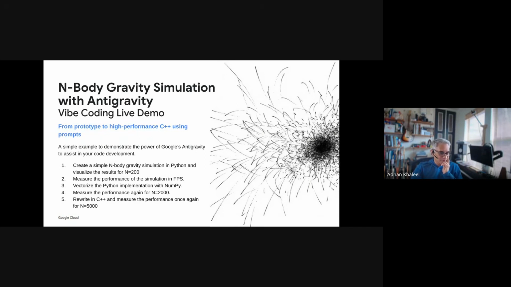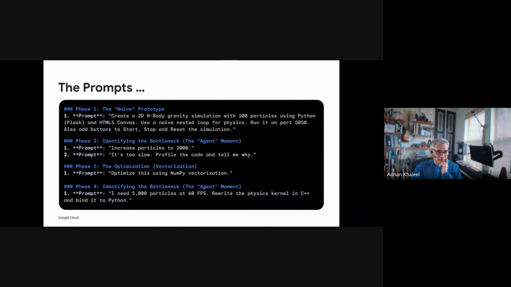Next, I ask it to vectorize that Python implementation using NumPy. And again, measure the performance, this time increasing the number of bodies to 2000. And then lastly, I'll ask it to rewrite it in C++, measure the performance again, and increase the number of bodies to 5000. Sounds pretty complex. If I didn't have Anti-Gravity, it'd probably take me the better part of a day to do all of this.